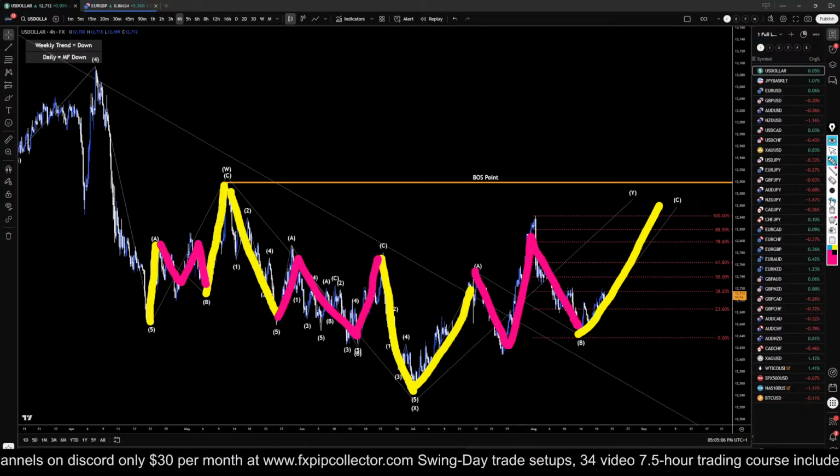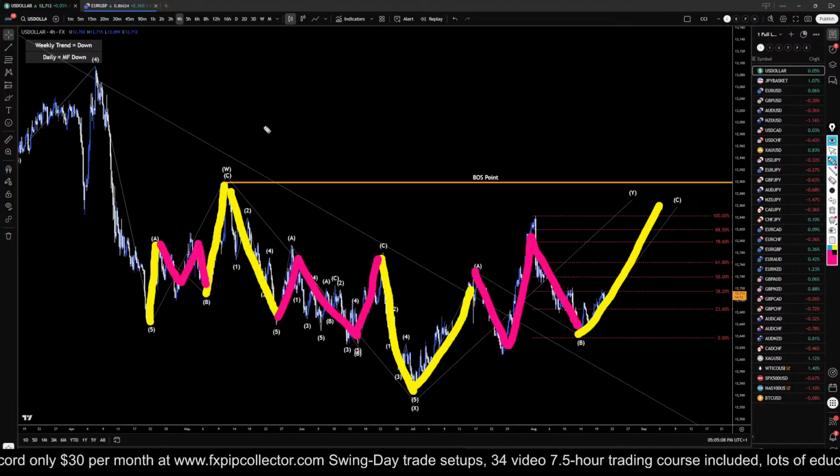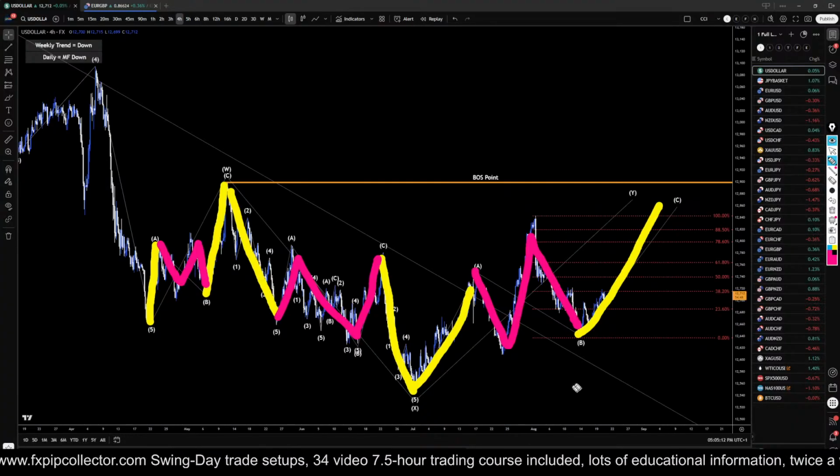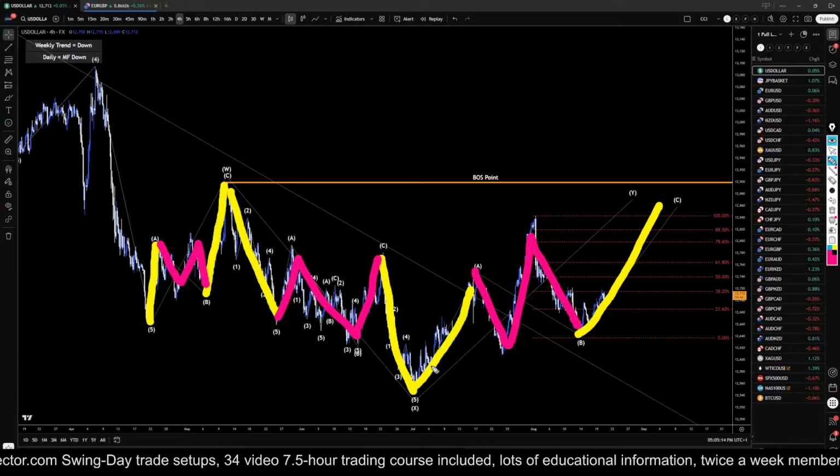So changing the colors like this, I think, really makes it stick out, because we're always trying to figure out where the impulsive moves are and where the corrective moves are. The yellow is the impulsive, the pink is the corrective. And a WXY is basically just a 333 pattern.